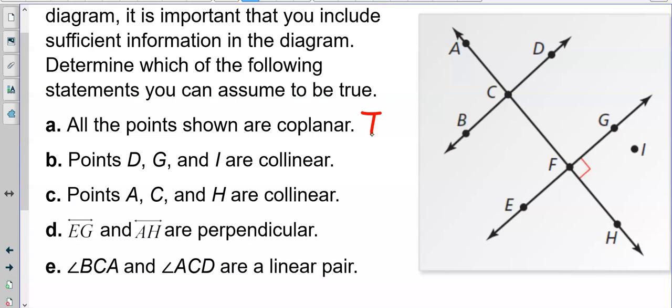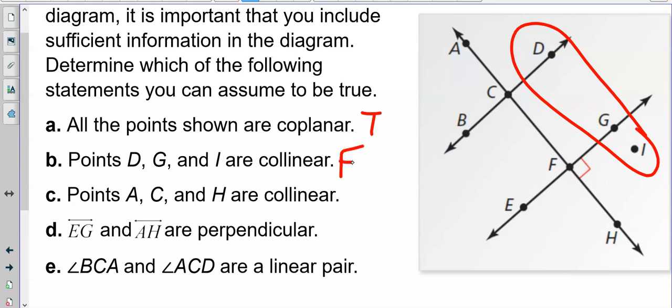D, G, and I are collinear. Well, these three appear to be in a line. They look like they might be in a line, but we don't have a line going through them, okay? And if you look at a certain angle, I looks like it could be slightly off. We're not sure, okay? So since we're not sure, we have to say false because we cannot assume.